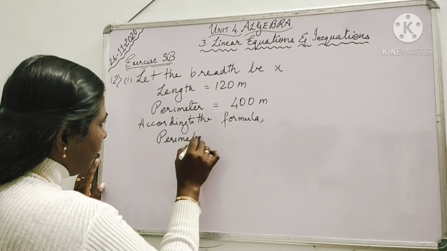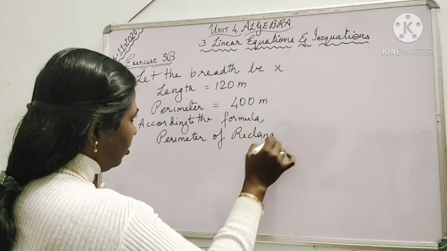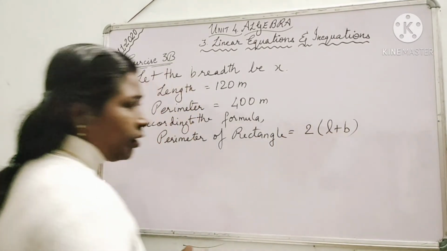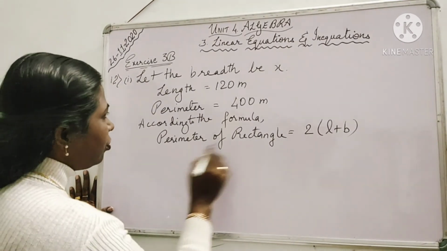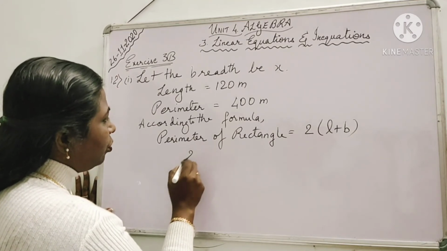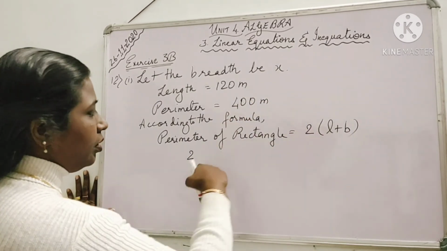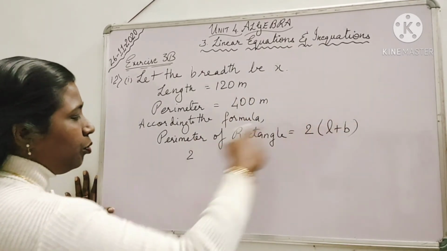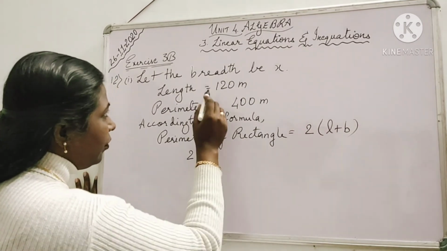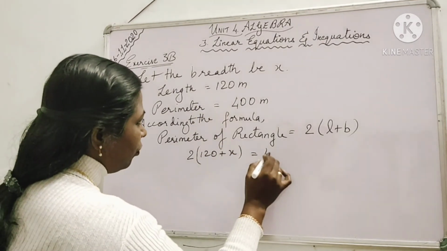Perimeter of rectangle is equal to 2 into L plus B. Yes, students? So in that case, what are we going to write? First write down here, 2 into, I'm just putting the values on this side because we have to find the value of x. So I just put this whole portion on the left hand side. I will write the length, 120. 120 plus x is equal to 400.